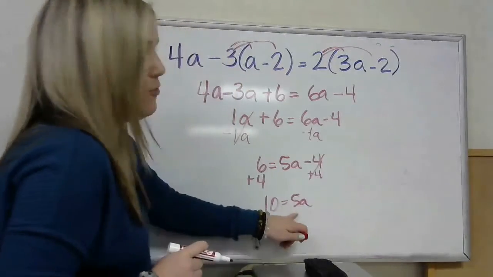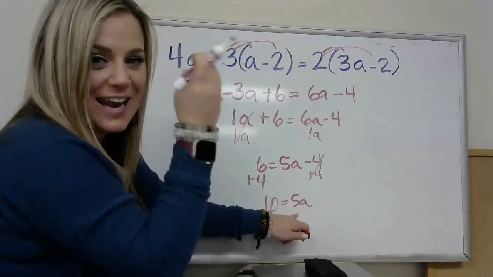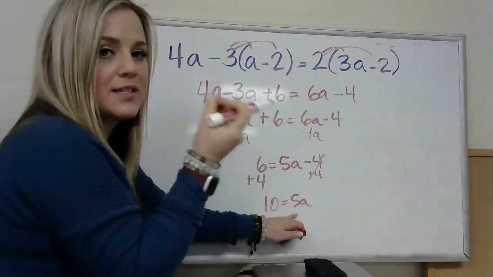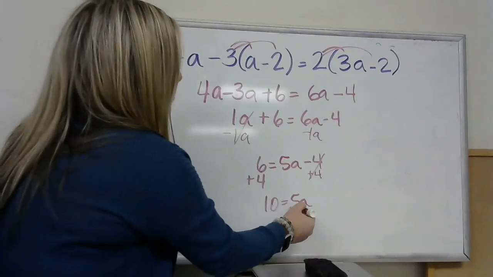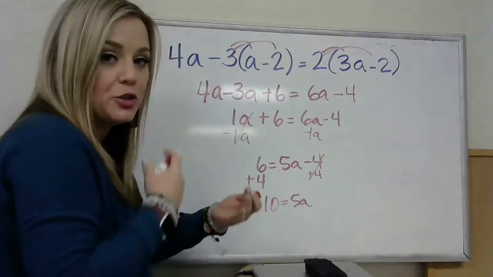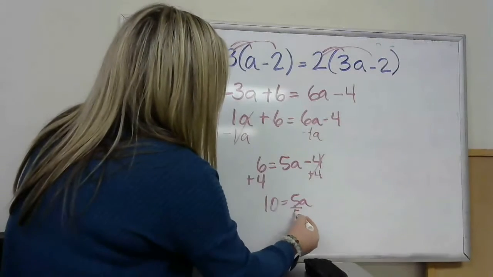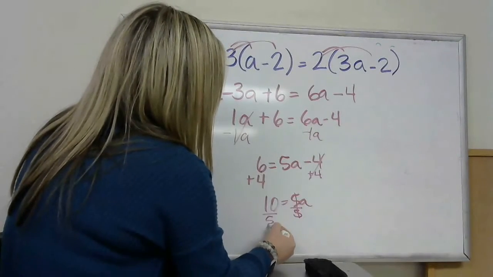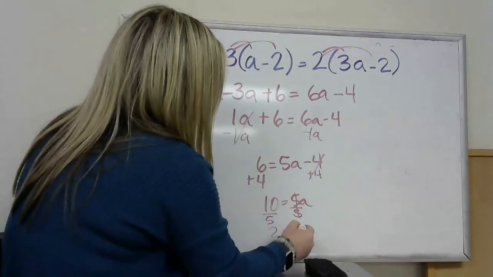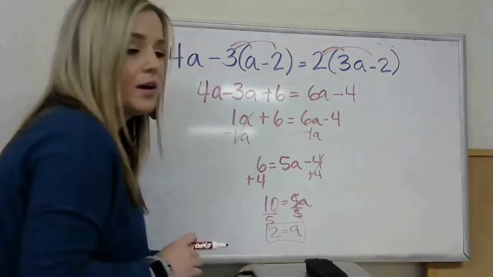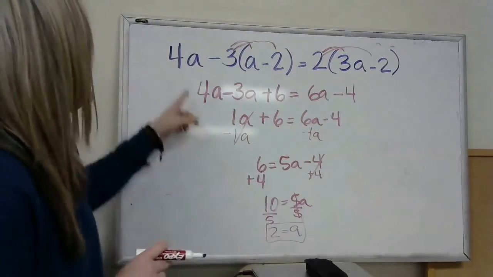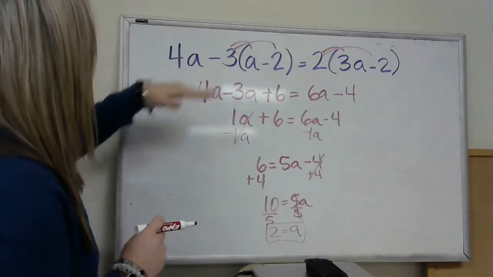Now I've got to get rid of the 5 in front of this variable, because we want to get a by itself. We want to know, what does a equal? I'm multiplying 5 times a, so I've got to undo it, and the opposite of multiplication is division. So I'm going to divide by 5 and divide by 5, and it's going to be 2 is equal to a. And you can plug this 2 in up here, and you can see that this side equals that side.